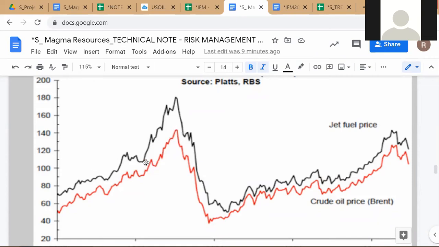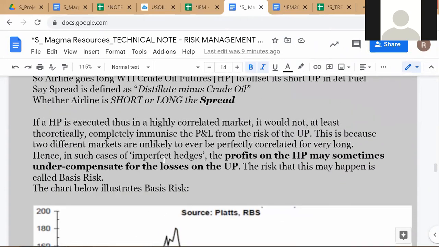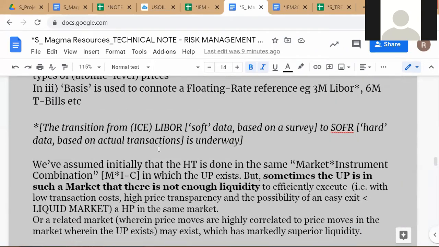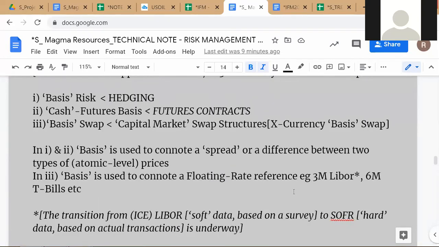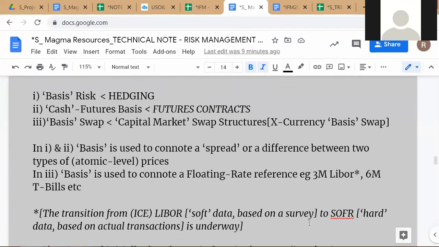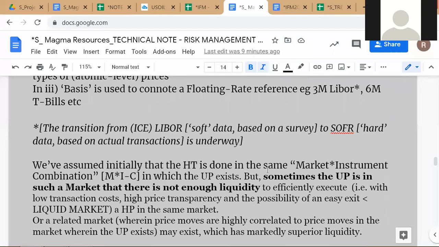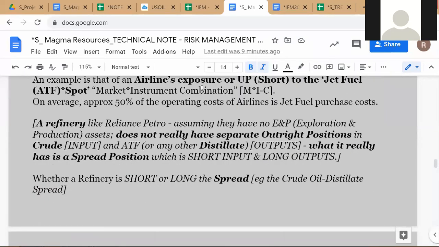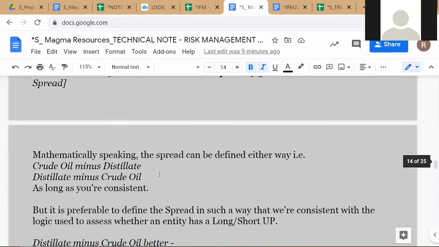The idea of basis risk, the various contexts in which the word basis is used in finance, all the different contexts in which we use basis, and then we went into the discussion between LIBOR and SOFR, what is soft and hard data, etc. And then we came back to basis. Why do we have basis risk? Because of the decision that an airline takes, that a particular entity with a passive risk book takes with respect to the market in which it will execute its hedge. And then you end up with an imperfect hedge.